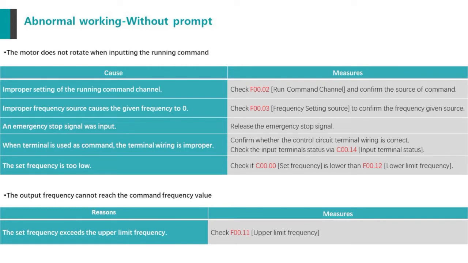If the output frequency could not reach the target frequency, we need to check if it exceeds the upper limit. Like if the upper limit is 40 Hz, but you want to set the running frequency to 50 Hz, the software will limit it to a maximum of 40 Hz.